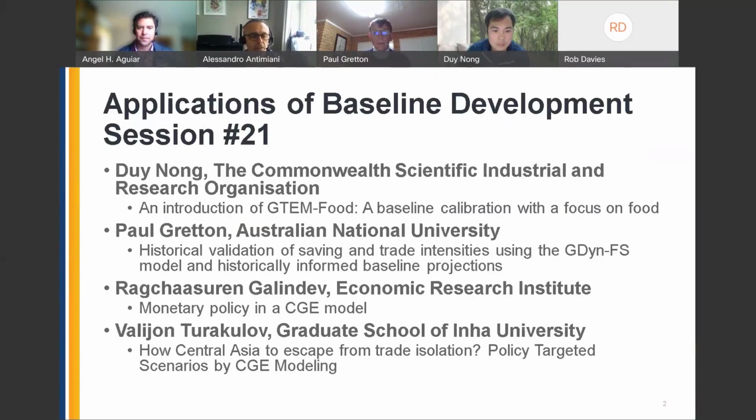The first one is by Nong, who is currently a researcher at the Commonwealth Scientific and Industrial Research Organisation, and he is presenting the GTAP food model and a baseline calibration with a focus on food. We are quite happy that it is a baseline calibration, so we are waiting to see what Nong is telling us.